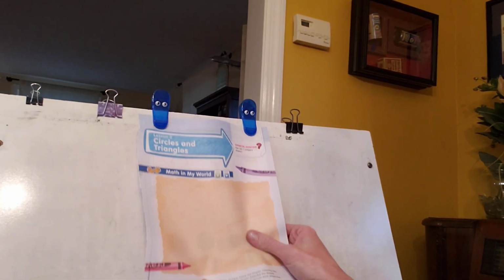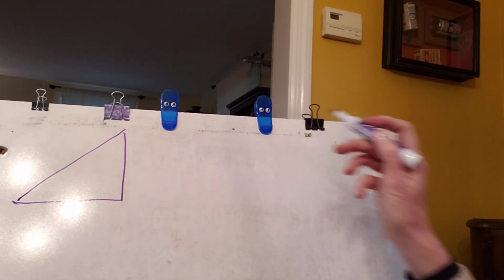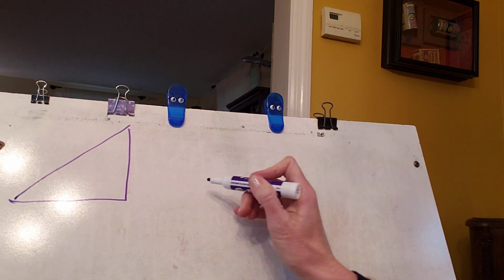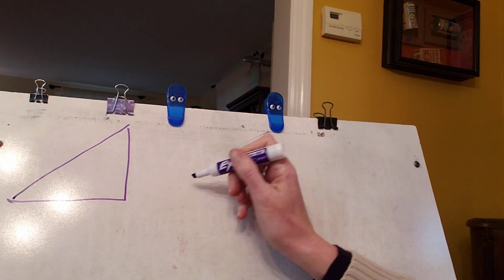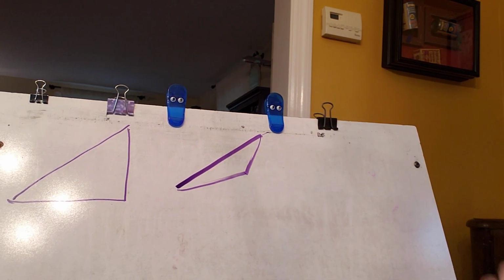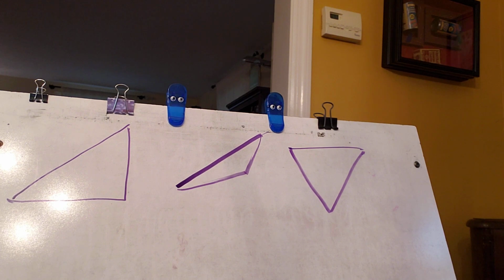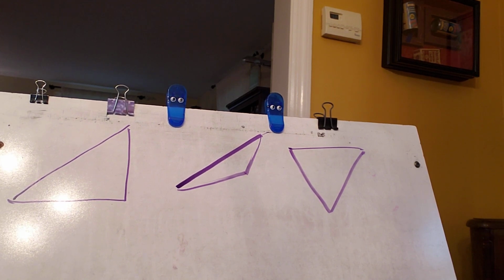But triangles can be all different sizes as long as there are 3 of them. So for example, I'm going to take a look over at my board here. I could draw a triangle that looks like this. I could draw a triangle that looks like this. I could draw a triangle that looks like this. But they are all triangles.